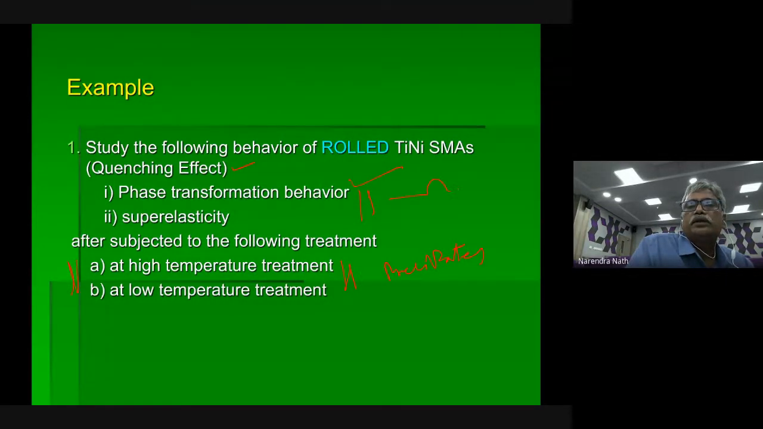Because at what temperature it goes and at what temperature it cools down, that matters. And superelasticity: when I subject it to cyclic loading, whether it truly comes back in this fashion, or it goes and breaks, or it goes and stays here, so this much residual strain comes into the picture. So these studies are a must. One has to see. We will see in the next slides.